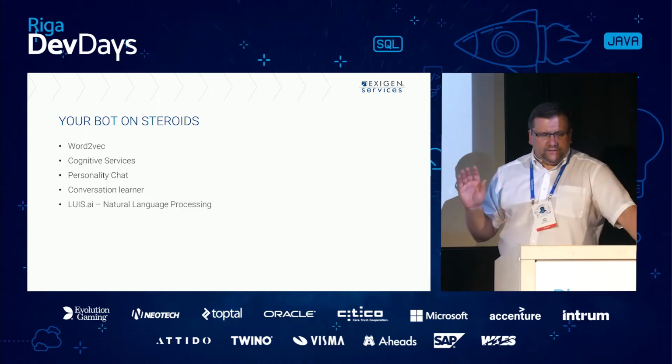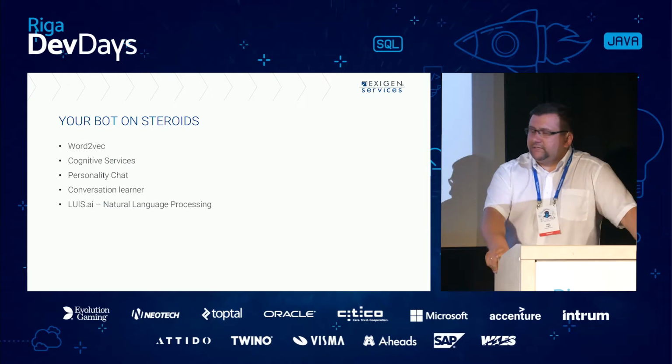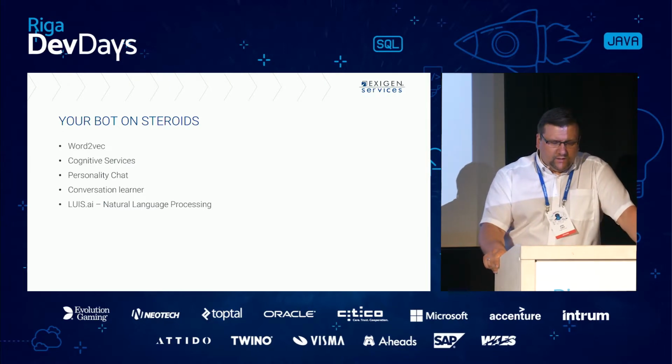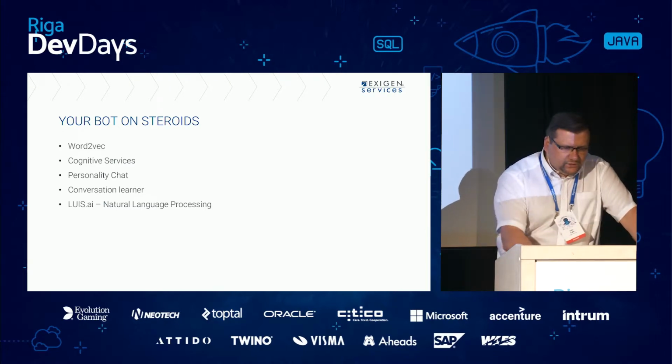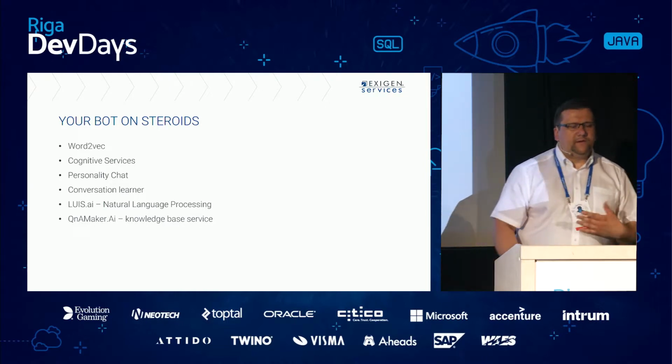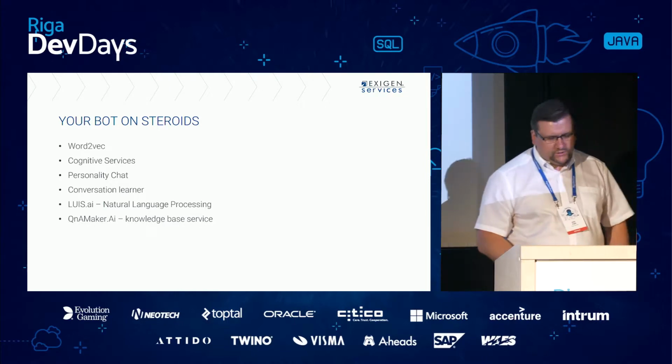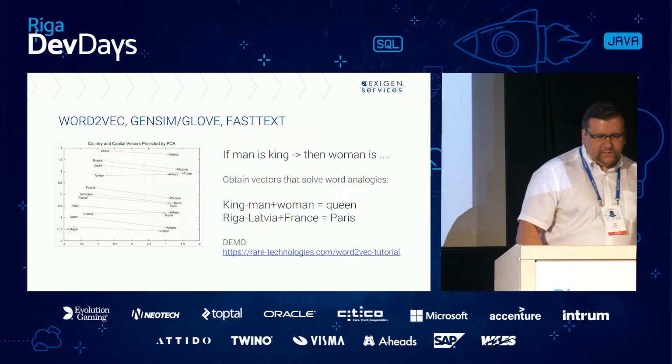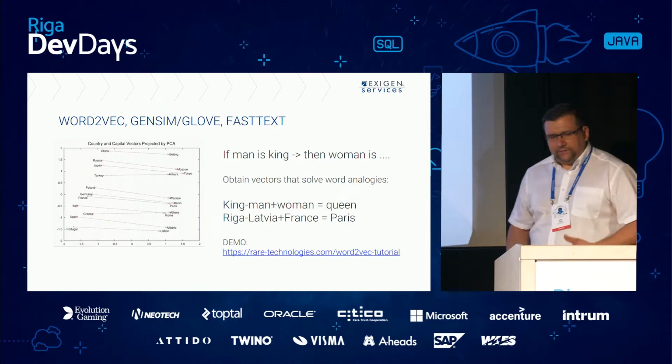And then there is another thing. It's LUIS.ai, a natural language processing platform from Microsoft, and QnA Maker, a knowledge-base service from Microsoft. Okay, let's go through Word2vec.